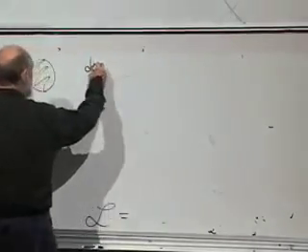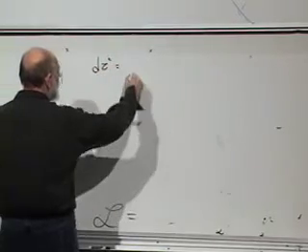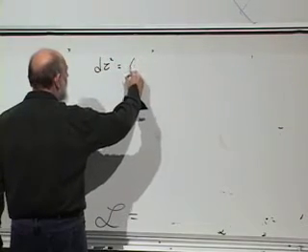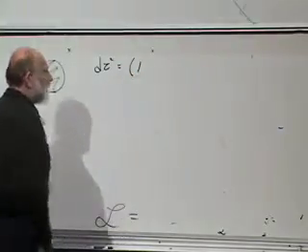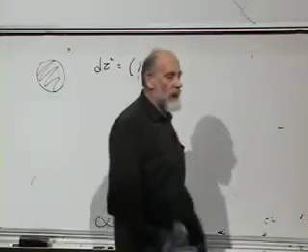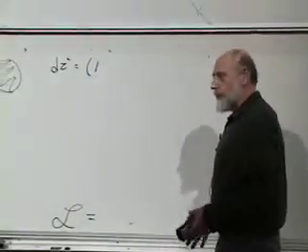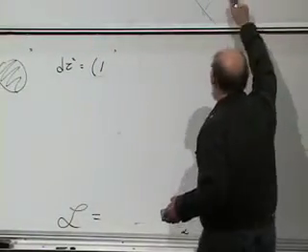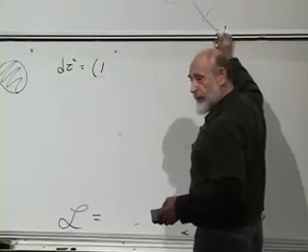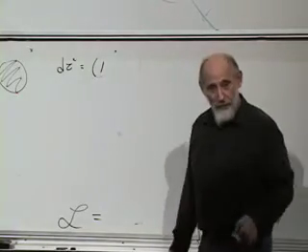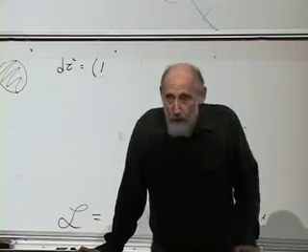d tau squared equals... You know what? Before I do this, let me remind you about the Newtonian solution. The Newtonian solution, of course, is in terms of a gravitational potential. Now we're going to get into trouble. Gravitational potential is called phi.